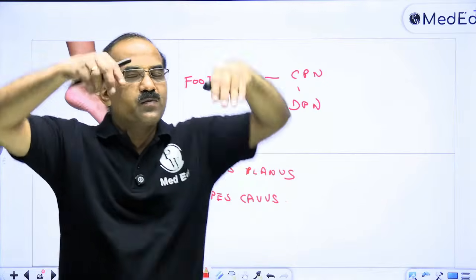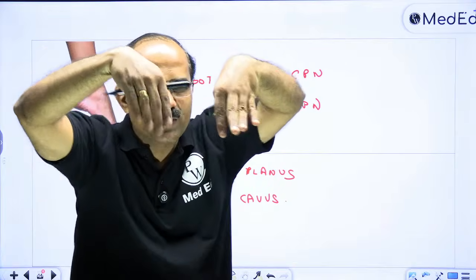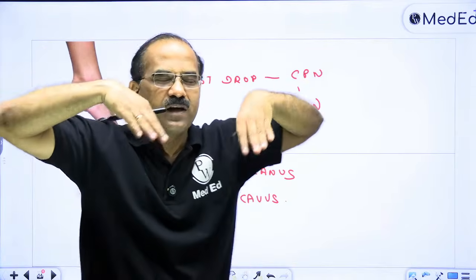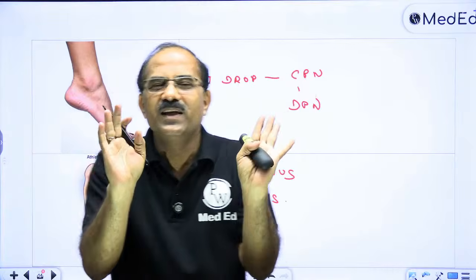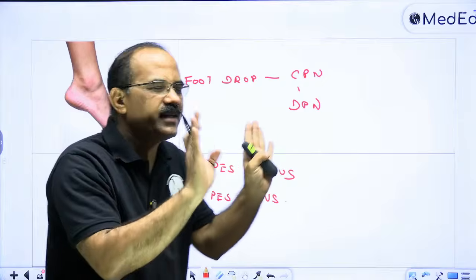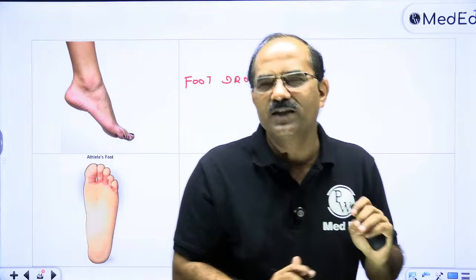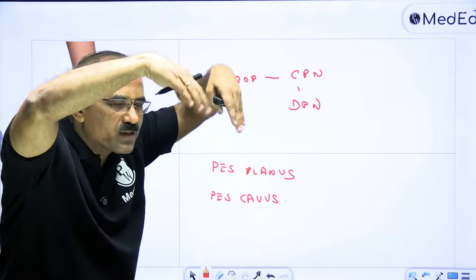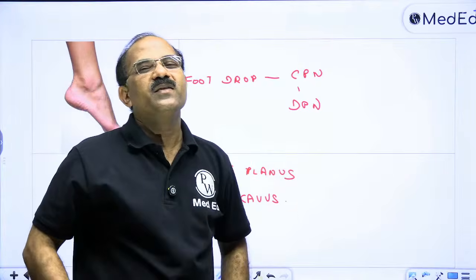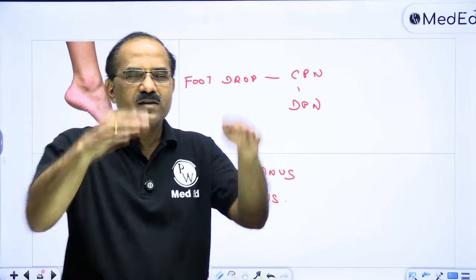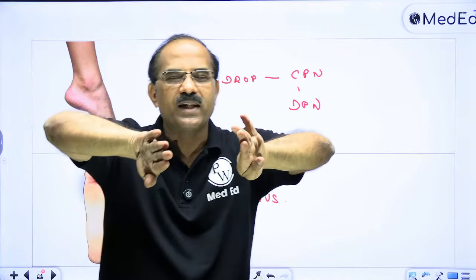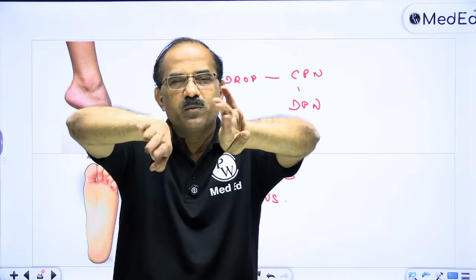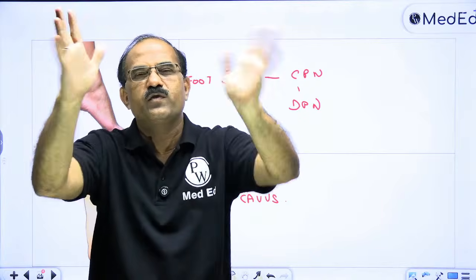Now when the person is walking on the tips, on the toes, उसे क्या बोलते हैं? Talipes equinus. When a person is walking on the heel, इसे क्या बोलते हैं? Talipes calcaneus. Walking on the heel is calcaneus, walking on the toes is equinus. Then what is this? Talipes varus. And what is this? Talipes valgus. Walking on the inner border of the foot is valgus, outer border of the foot is varus.